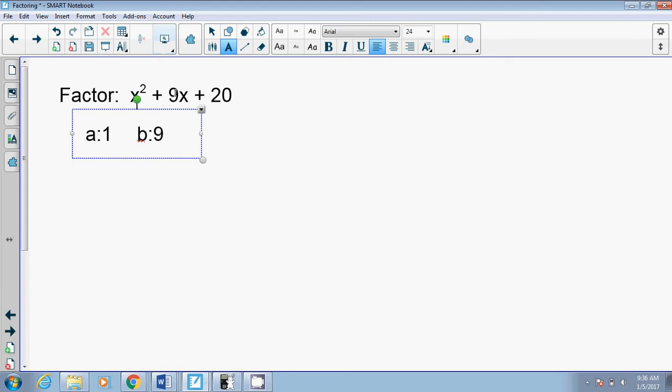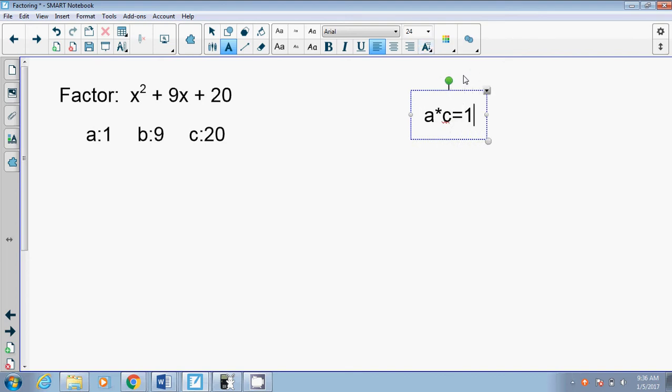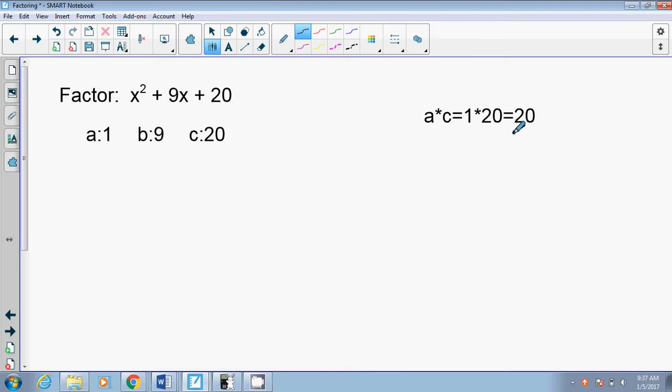So next thing I want to do is I want to multiply a and c and list the factors. So a times c, we'll do it over here. A is 1, c is 20. 1 times 20 is 20. We want to go through now and list every set of numbers that multiply to 20.